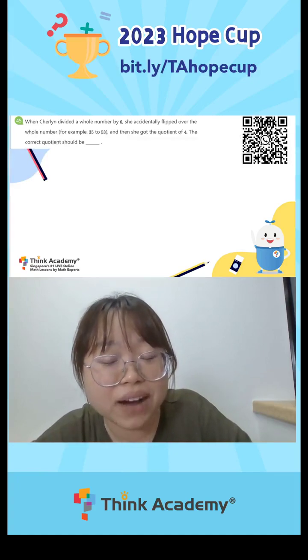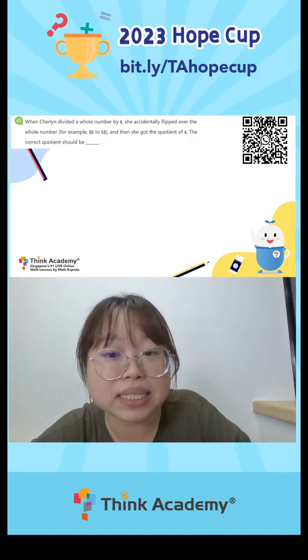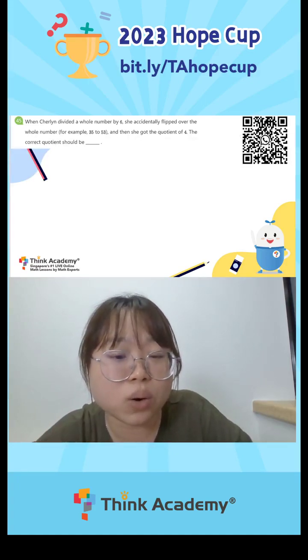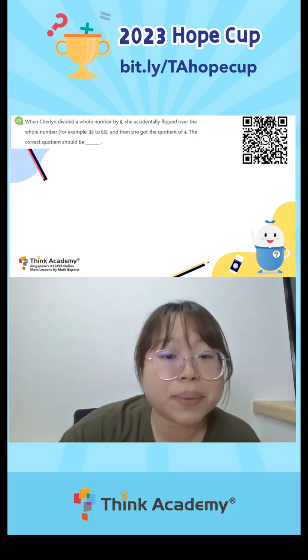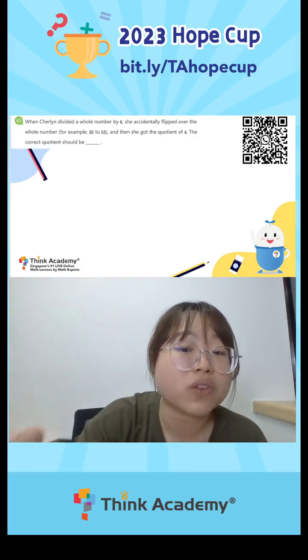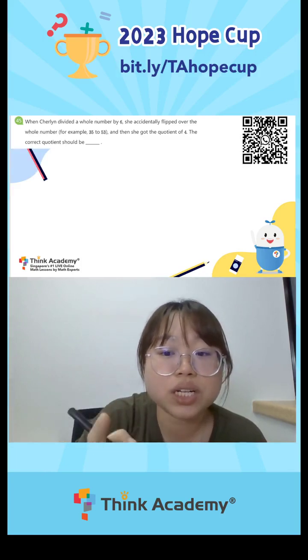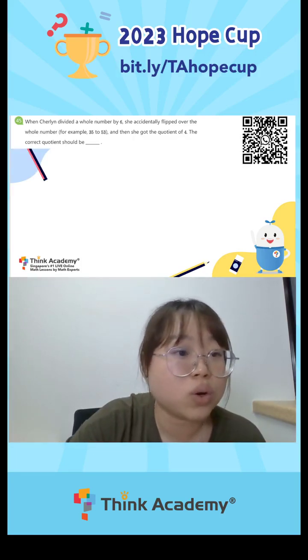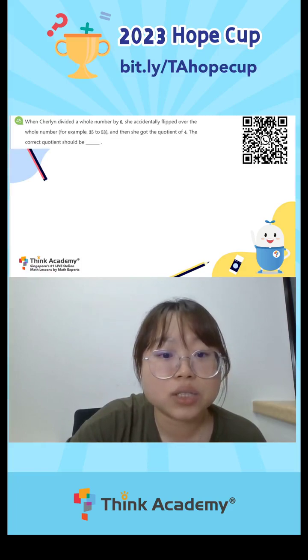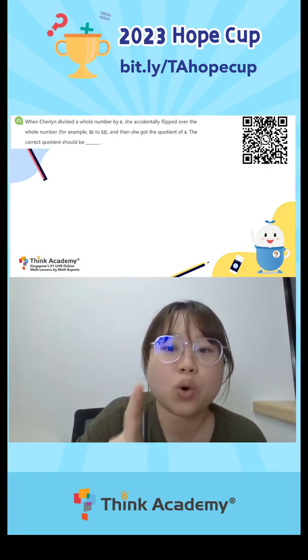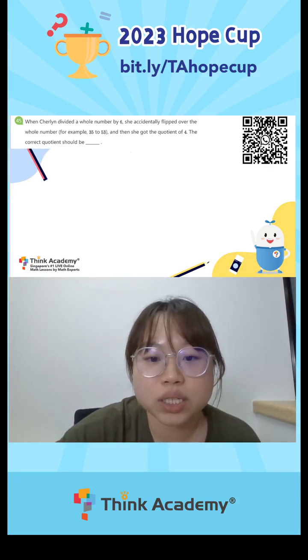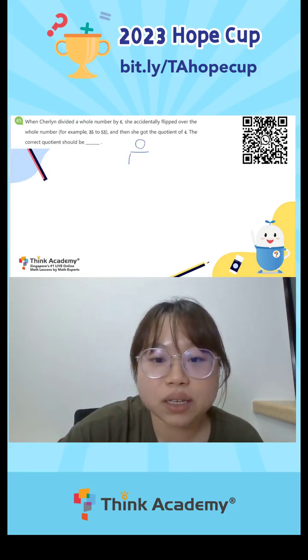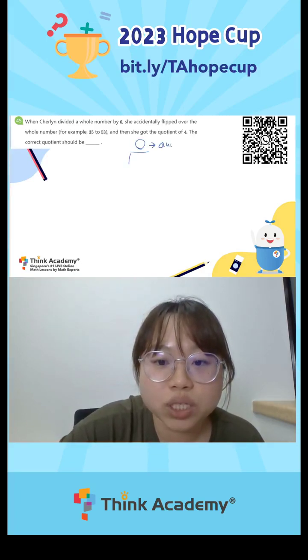When Sherlyn divided a whole number by 6, she accidentally flipped over the whole number. What does it mean? For example, 35 flipped over becomes 53. And then she got the quotient of 4. The correct quotient should be, alright, so the wrong quotient is 4. What is quotient? Quotient is the one on top, when you divide by something.